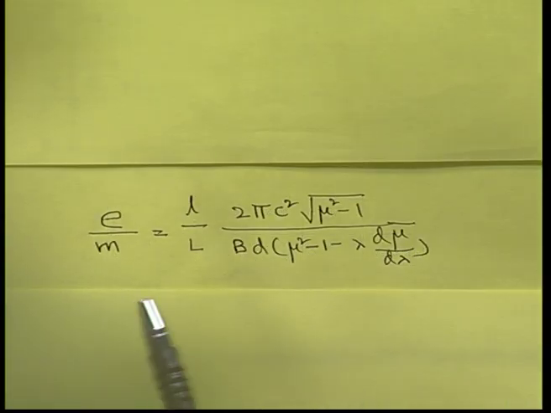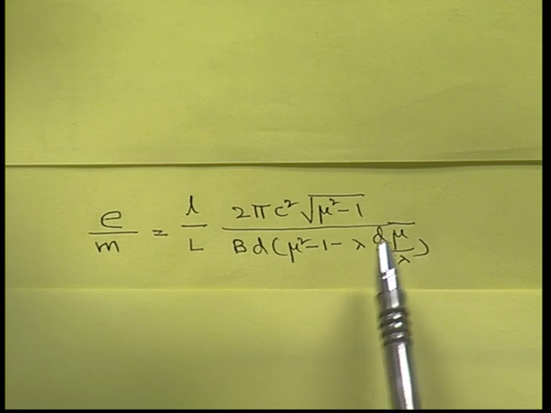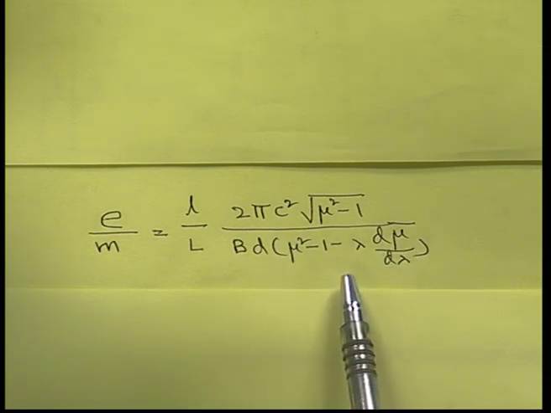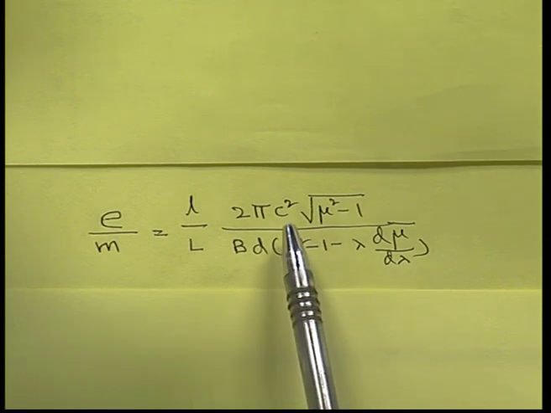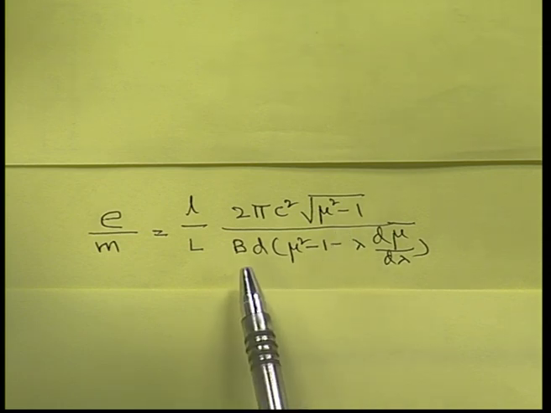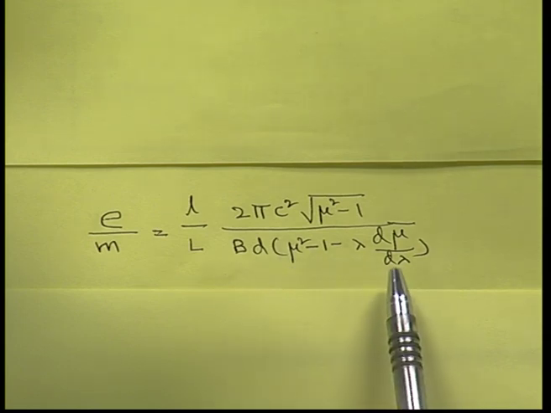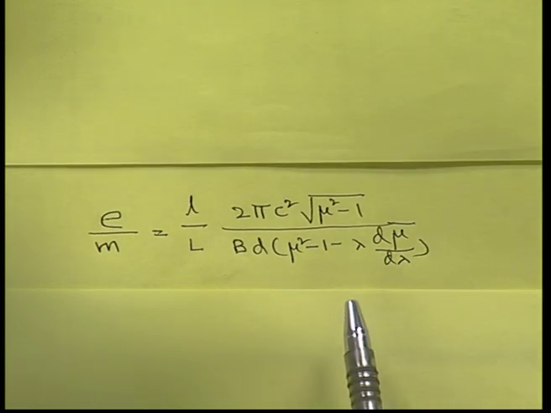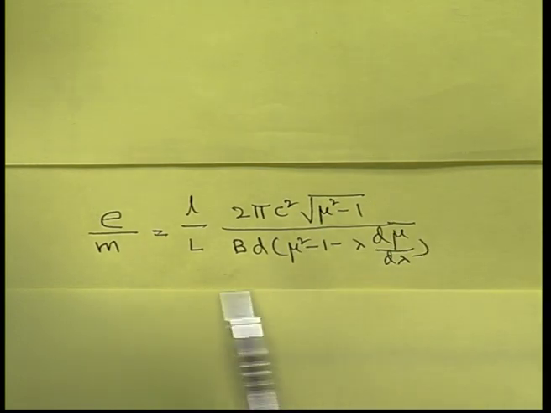Now, you see this chart, we are finding a formula. This is the formula for finding out e by m of an electron. It is equal to small l by capital L into 2 pi c square root of mu square minus 1, divided by B D, the brackets, mu square minus 1 minus lambda d mu by d lambda. Here l by L we have found from the earlier table, and c is the velocity of light. Mu is the refractive index of the glass plate, which is the Lummer-Gehrcke plate. B is the magnetic field for this particular arrangement, 6000 Gauss has been applied. D is the thickness of the plate, which has been found to be 0.362 centimeters. Lambda has been found to be 5870, and d mu by d lambda is the dispersive power of that particular plate. Using all these things, we can calculate e by m.